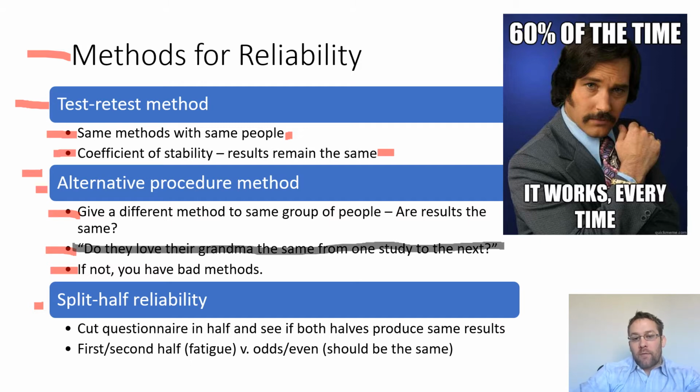All right, split-half reliability. Let's say I have a list of questions that is 100 questions long. What I want to do is take those test questions and split them in half, so 50 over here and 50 over here, and I should get the same results for each of these 50 questions.